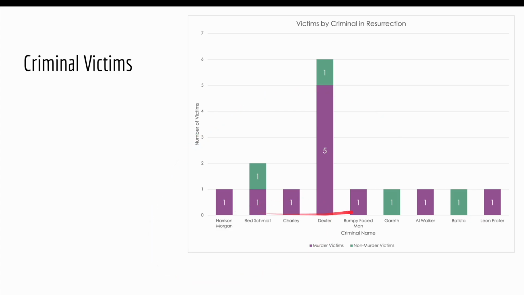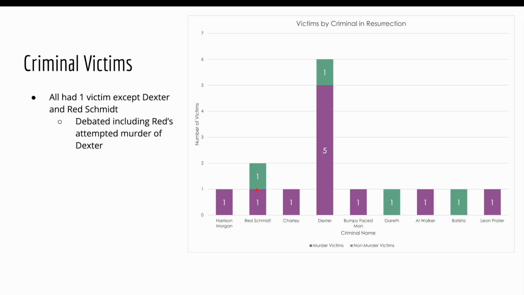The bottom purple part is the number of murder victims, and the green upper part is the number of non-murder victims. So it's pretty clear to see all of them had only 1 victim except for Dexter and Red Schmidt. And I debated including Red's attempted murder of Dexter. I think attempted murder is a pretty strong word there, but I recorded it anyway.